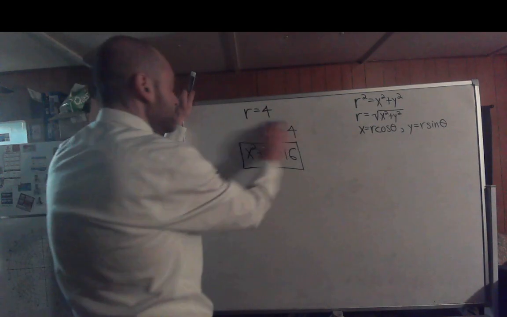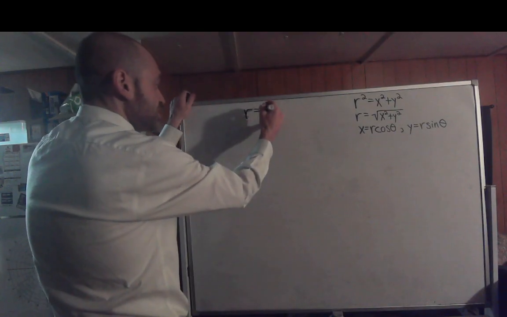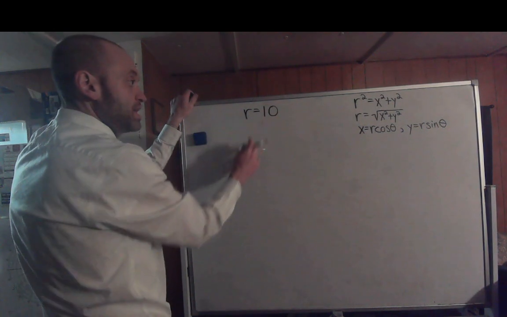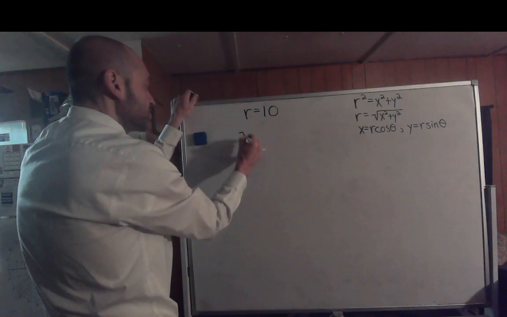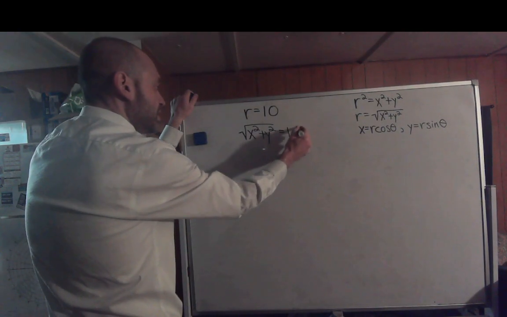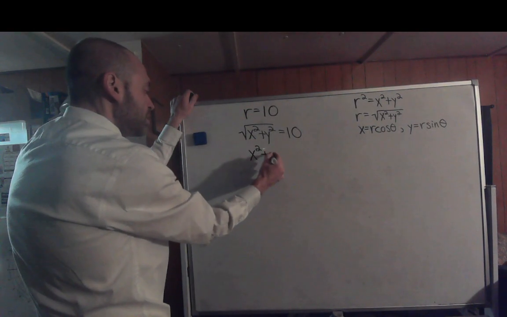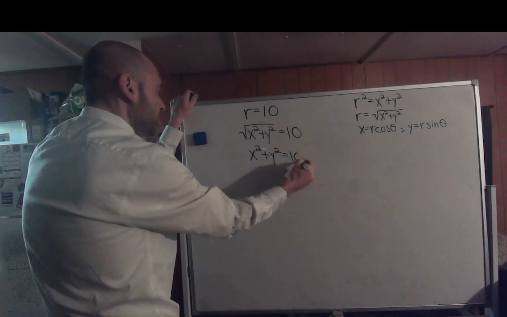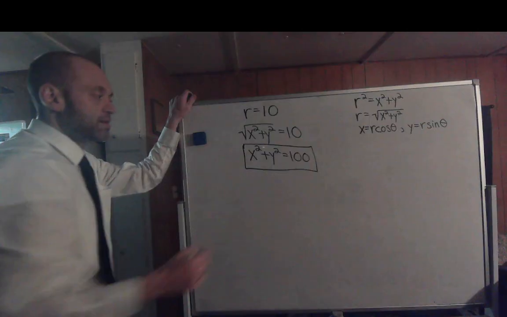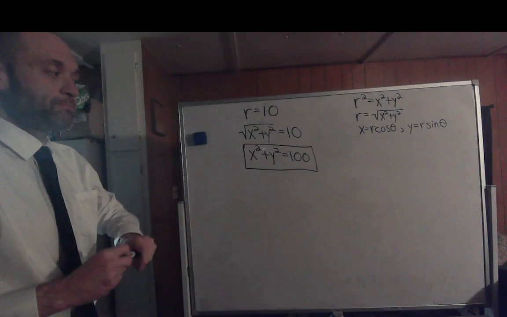Let's do one more of these. And by the way, that's center at the origin. If you just have r equal to a number, the center is always going to be at the origin. So r equals 10, so let's use the fact that r equals the square root of x squared plus y squared. We'll set that equal to 10. Now get rid of the radical, square both sides, you would get x squared plus y squared equals 100. And that would be the equation of a circle with radius 10, center at the origin, in rectangular form. The exact same thing as this.